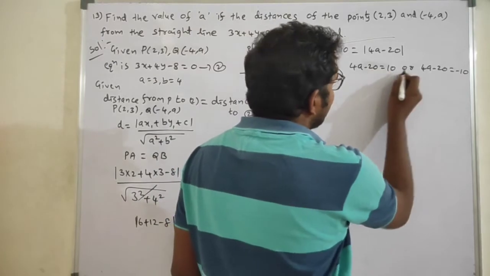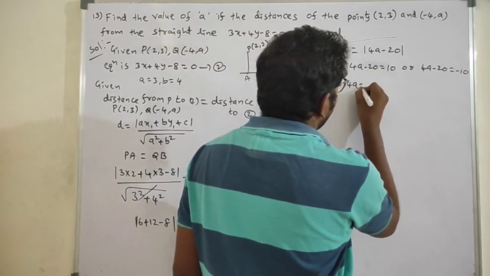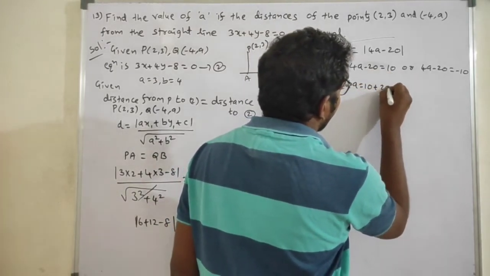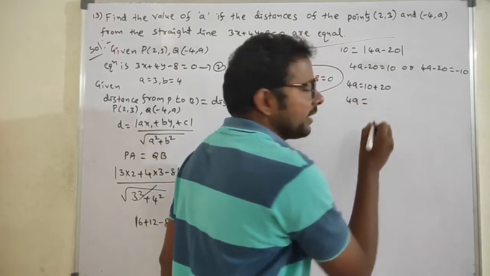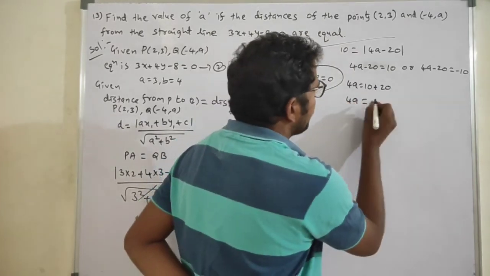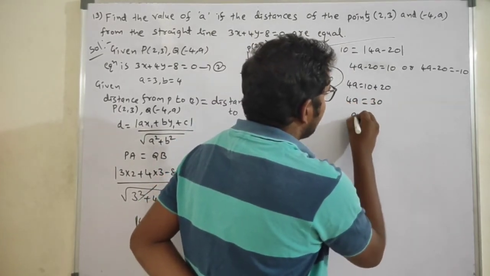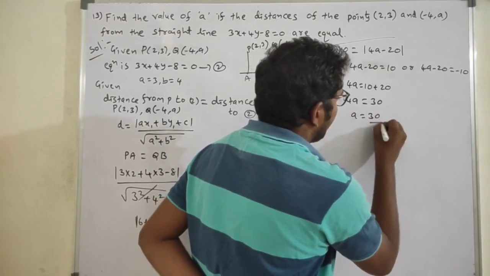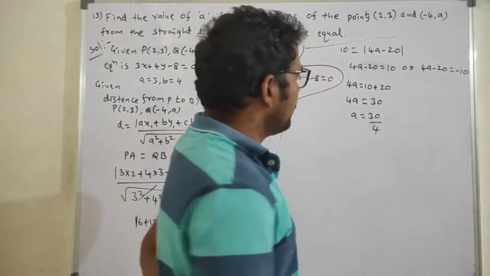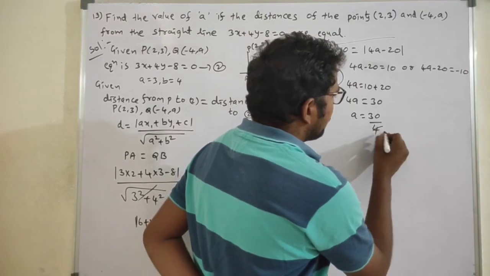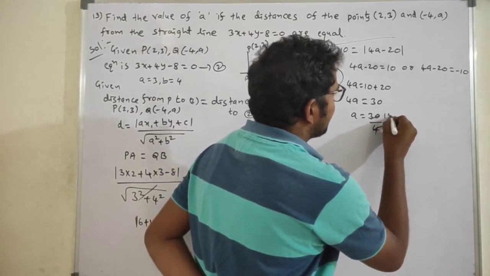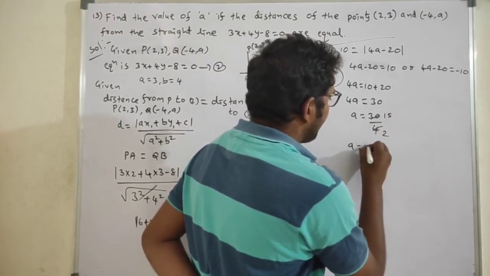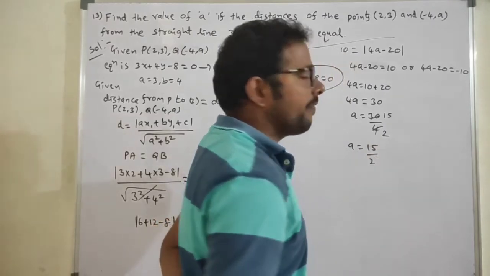So 20 goes to the right side. 4a is equal to 10 plus 20, which is 30. 4a is equal to 30, so a is equal to 30 by 4. Can we cancel? Yes, 2 twos are 2, 2 fifteens are 30. So a is equal to 15 by 2.